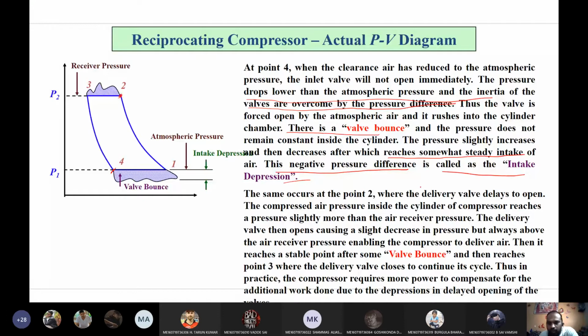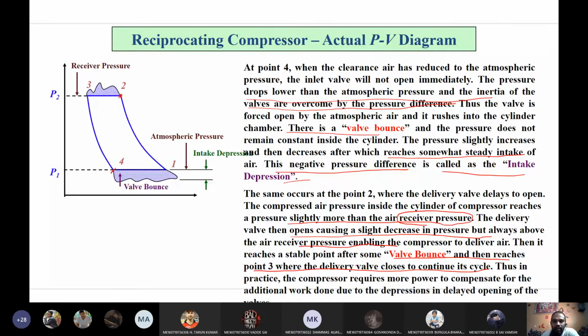So delays to open, the compressed air pressure inside the cylinder of the compressor reaches a pressure slightly more than the receiver pressure. Receiver pressure is nothing but our required pressure or delivery pressure. The delivery valve opens, causing a slight decrease in the pressure, but always above the receiver pressure, enabling the compressor to deliver the air. Then it reaches a stable point after some valve bounce and then reaches point 3 where the delivery valve closes to continue its cycle.